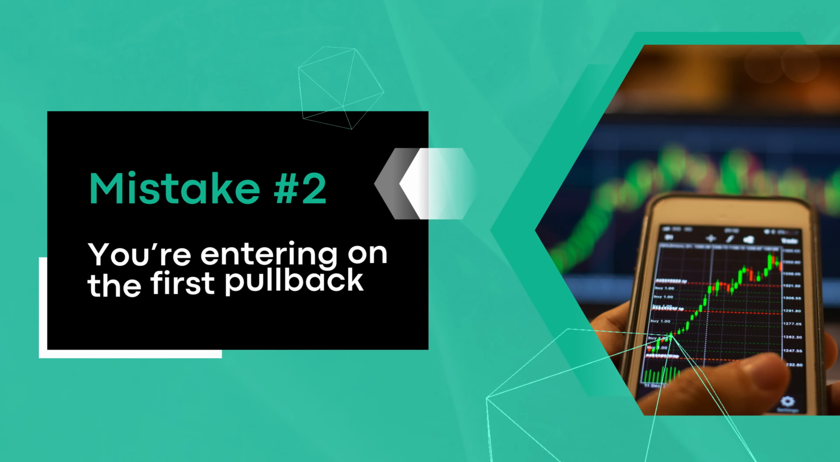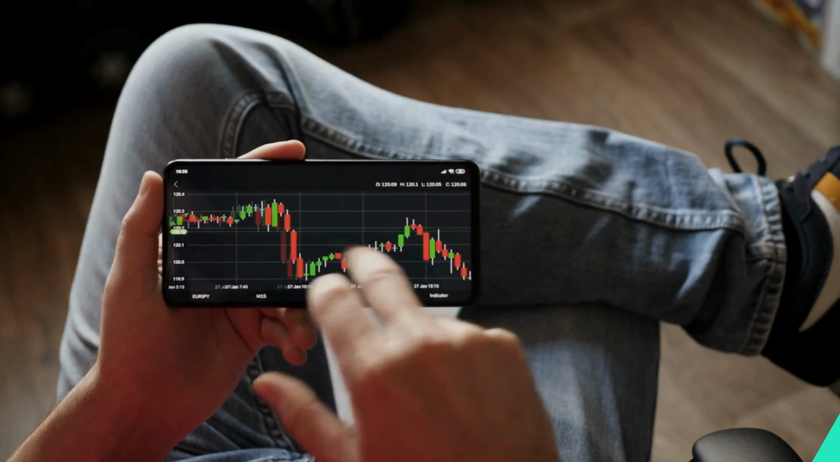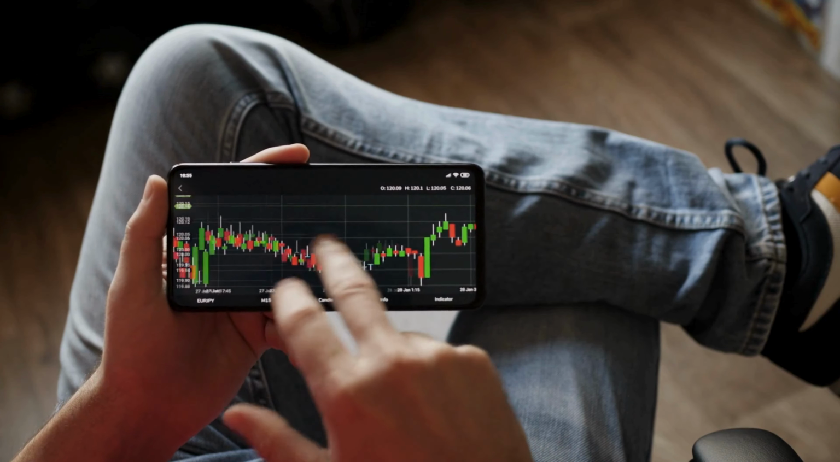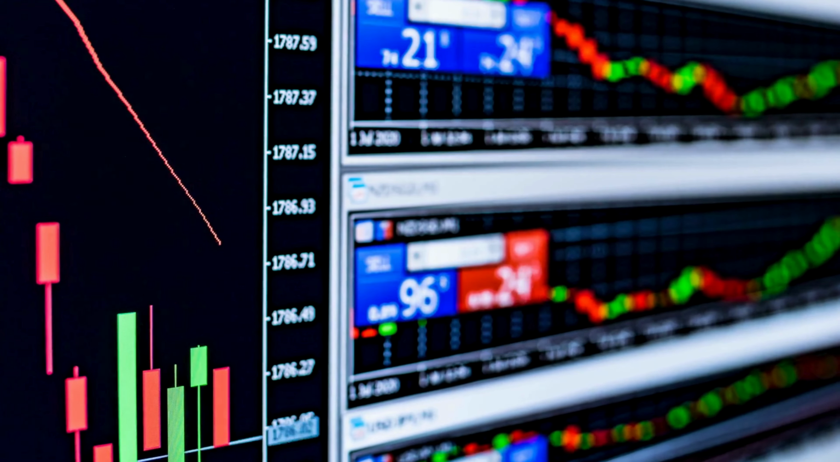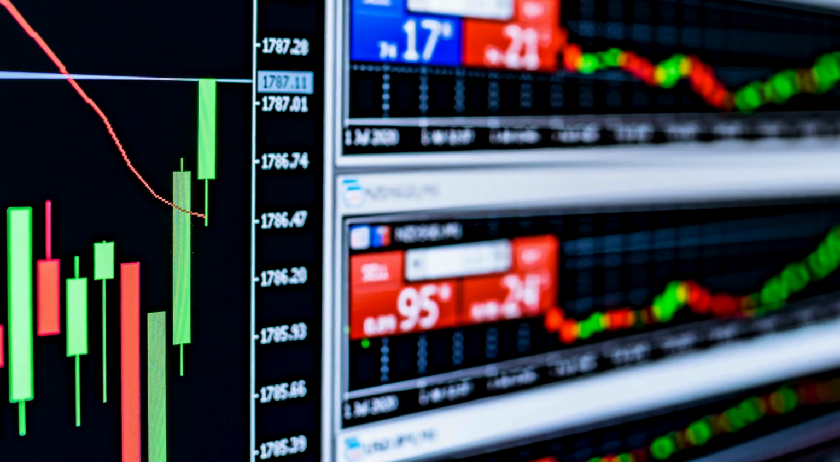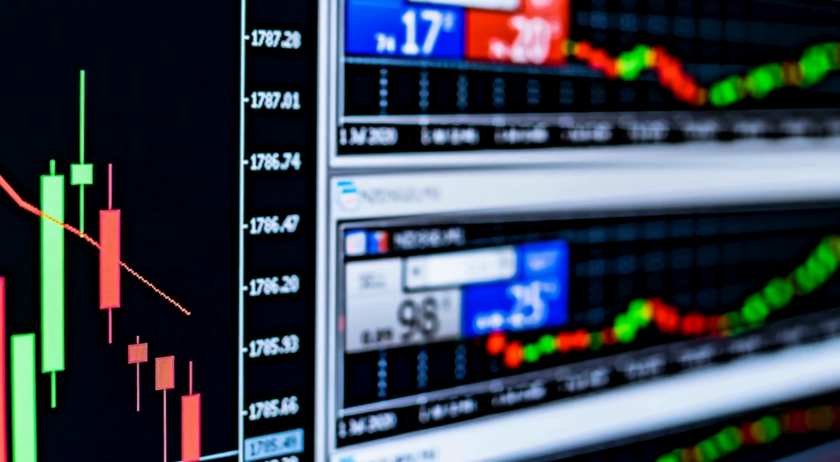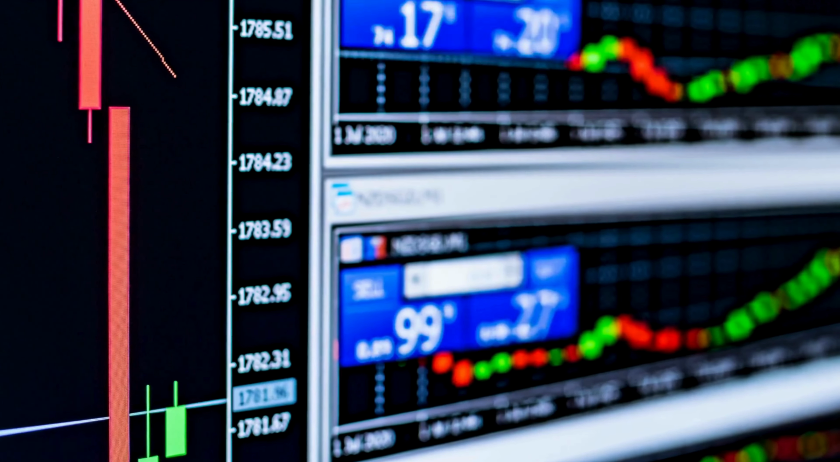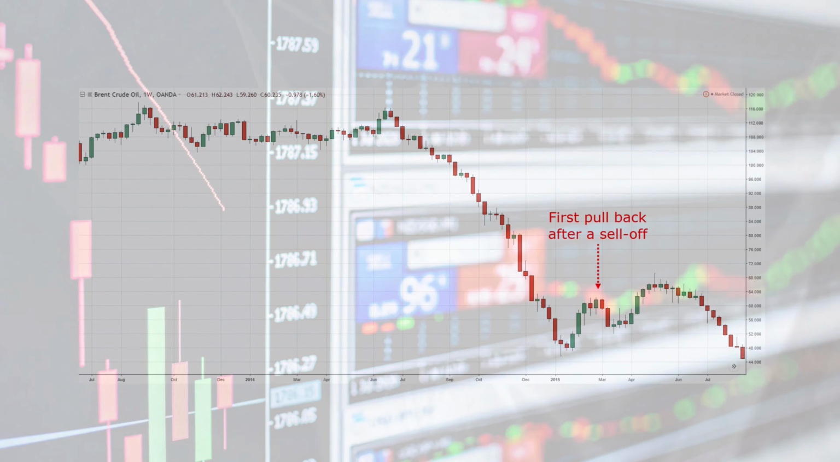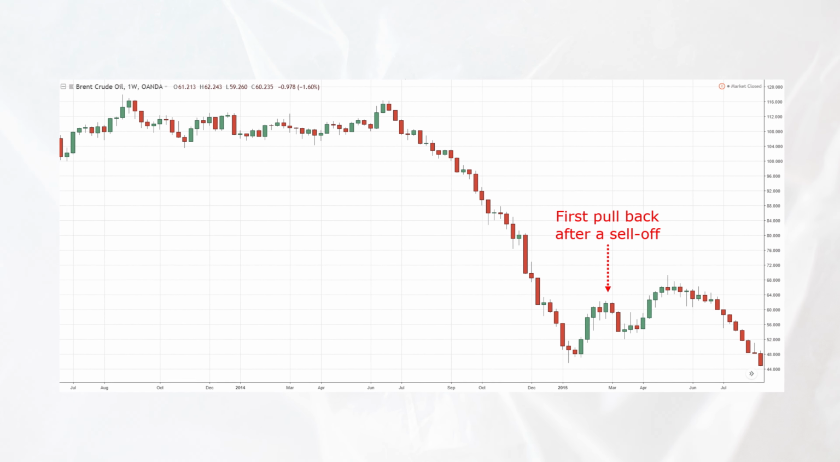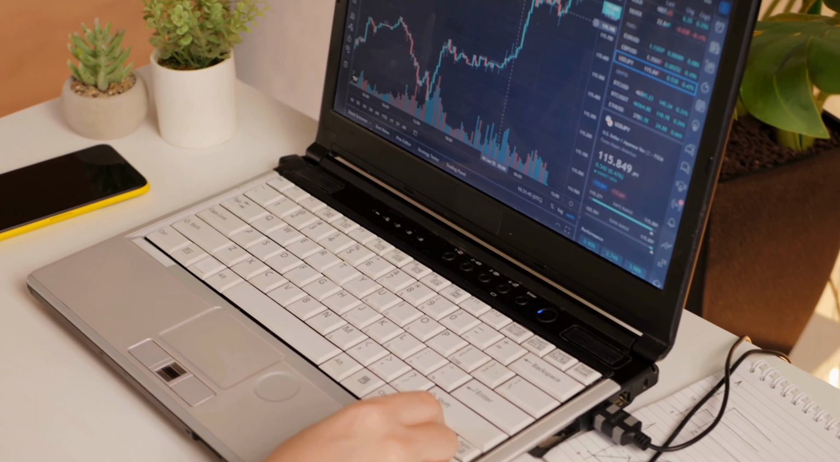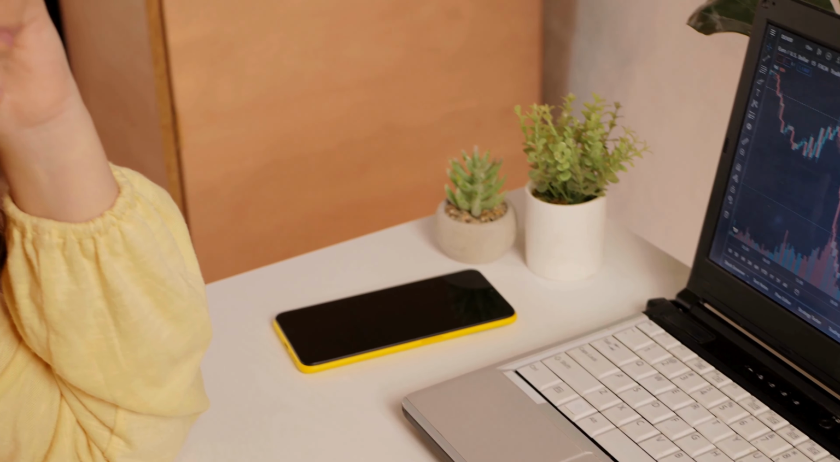Mistake 2. You're entering on the first pullback. Now, another mistake traders make is attempting to trade the first pullback. This means you go long when you see the market rally after a huge decline. But often, this type of rally is only a retracement of the existing trend. Here's what I mean. You're probably wondering, why do traders do this? Because of the fear of missing out. You don't want to miss the next big move. Thus, you enter as soon as the markets show a sign of reversal. Unknowingly, this sign is usually a retracement of the existing trend.